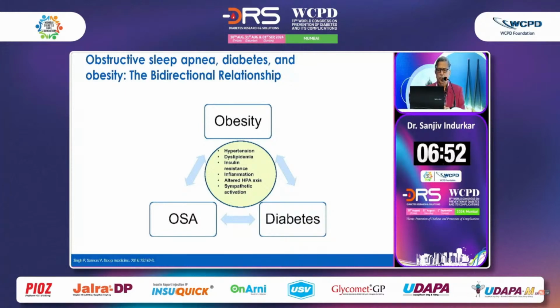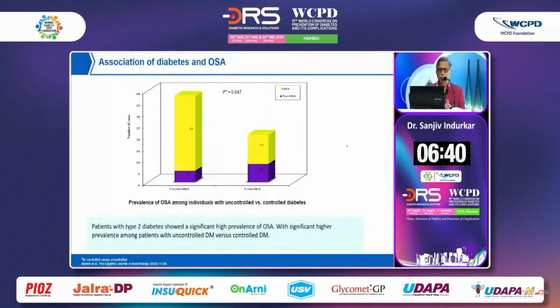They have been really respected in view of clinicians' vision. And it has been seen that obesity, OSA, and diabetes all have a bidirectional relationship. You have to tackle one by one so that the other responds. If you don't do it, both of them deteriorate. Controlled diabetes versus uncontrolled diabetes: OSA is much more common in uncontrolled diabetes.